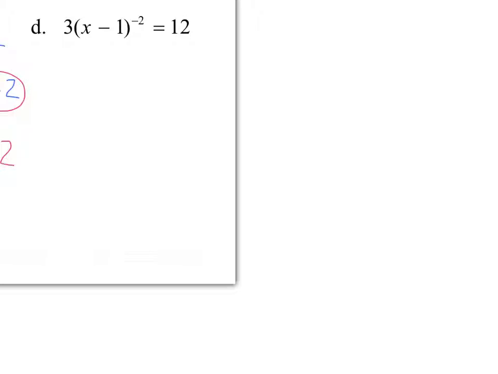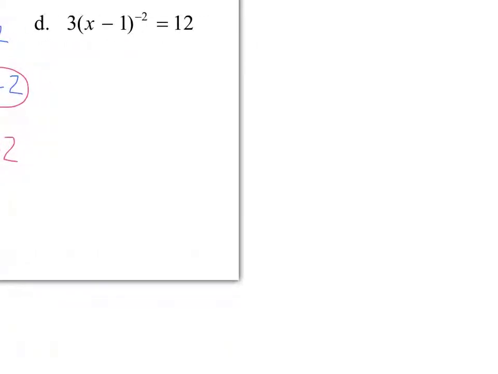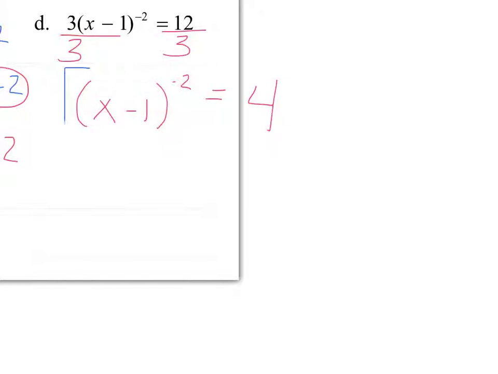Now our next x is not in a power, so we're just going to try to isolate as much as we can. We are going to divide both sides by 3. So we have x minus 1 to the negative 2 power is equal to 4. So the reciprocal of negative 2 is negative 1/2. So we're going to raise both sides to the negative 1/2 to keep that property of equality.